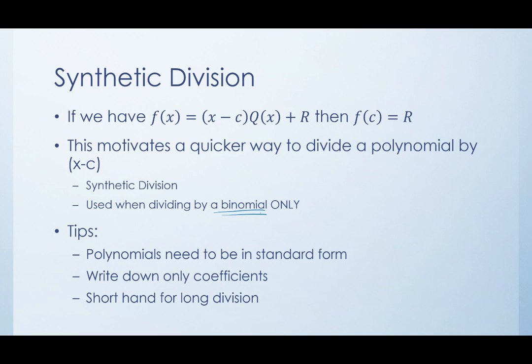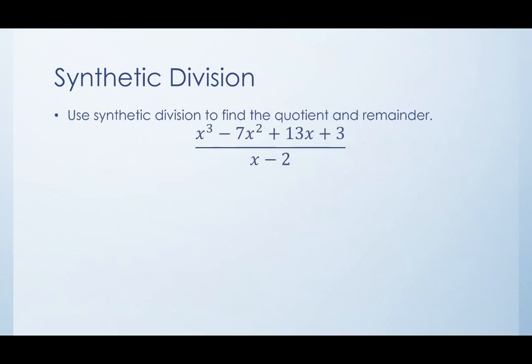We do have some requirements, right? Polynomials need to be in standard form. We're going to write down only the coefficients. This is really just shorthand for long division. And don't forget zeros for any missing terms. That'll get you, right? If you're going to make a mistake with synthetic division, it's going to be that.